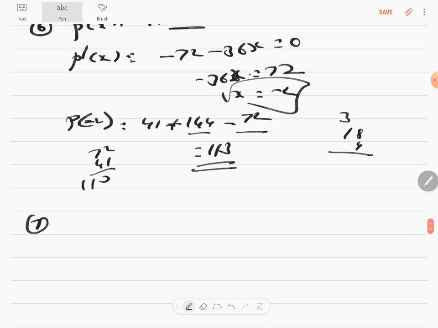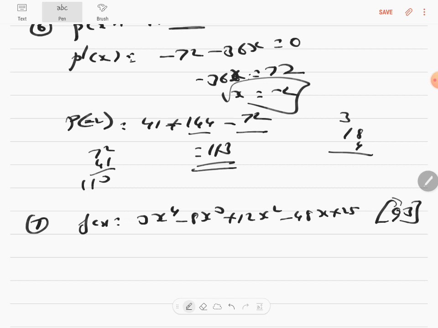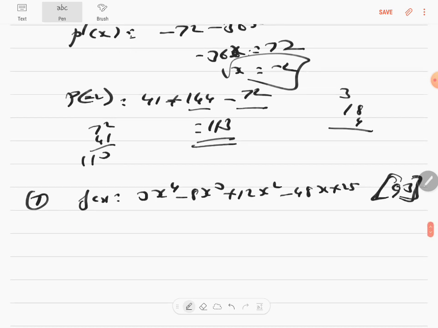Seventh question. A function f of x is equal to 3x to the power 4 minus 8x cube plus 12x square minus 48x plus 25. They have given a closed interval 0 to 3, which is to be taken into account. So f dash of x is equal to 4 3s are 12x cube minus 24x square plus 24x minus 48. This is equal to 0.